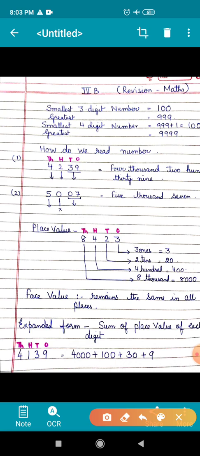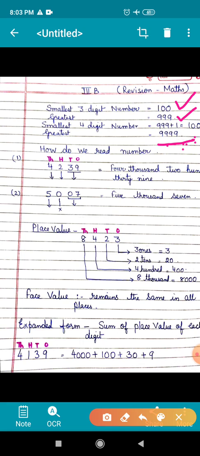Children, you all know that the smallest 3-digit number is 100 and the greatest 3-digit number is 999. When you add 1 to this number, it will become the smallest 4-digit number, that is 1000, and the greatest 4-digit number is 9999.